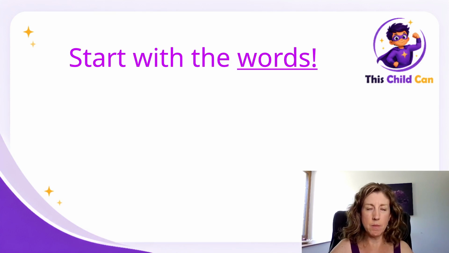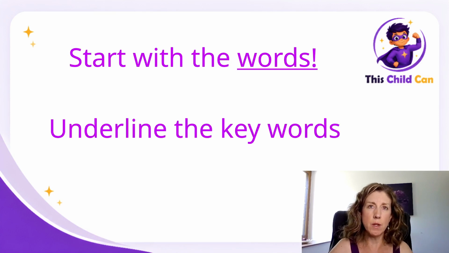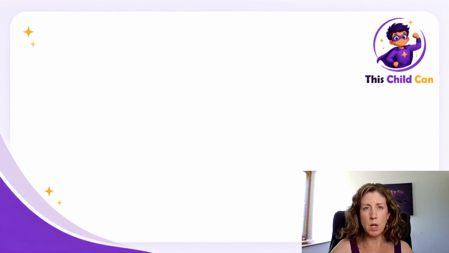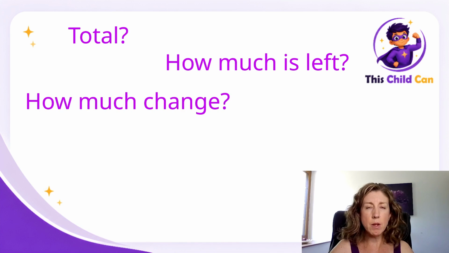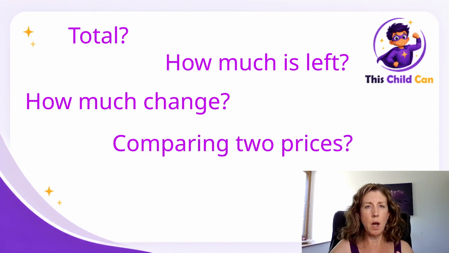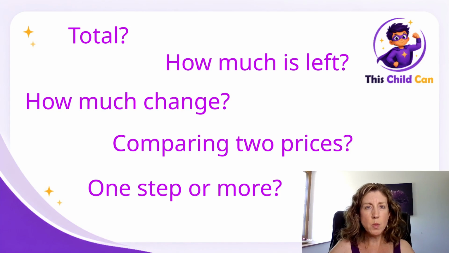Underline those key words because they give us clues about what we need to find. Then you need to ask, what is this question asking us? Is it asking us to find a total? Are we finding how much is left? Are we working out how much change there is? Are we comparing two prices? Are we doing one step or more than one step? Once we know some of these answers, we can then start to think about how to calculate.